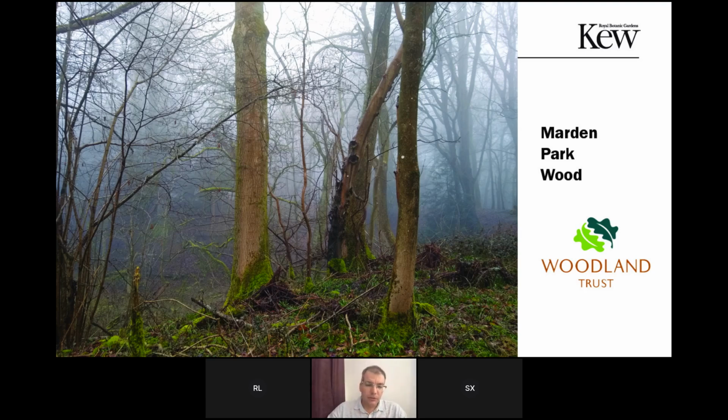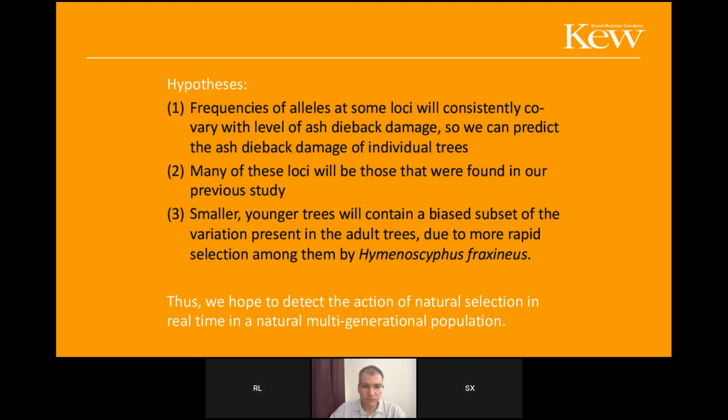In a patch of this woodland, we mapped the ash trees. We estimated their size. We estimated their damage from ash dieback. And we took a sample for whole genome sequencing. And we had some hypotheses. We were hoping that, number one, frequencies of alleles at some loci will consistently co-vary with level of ash dieback damage, so we can predict the ash dieback damage of individual trees. So we can basically do personalized genomics for ash trees in a wood.